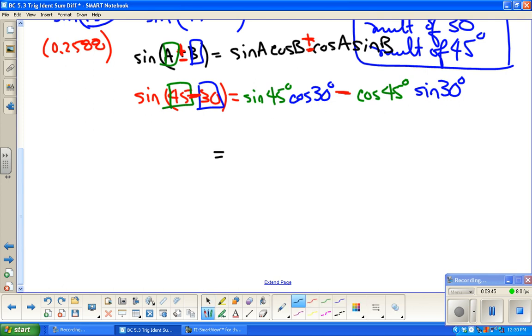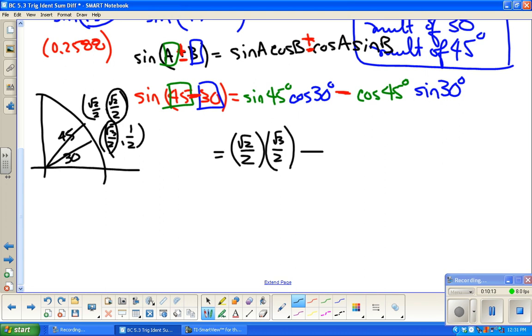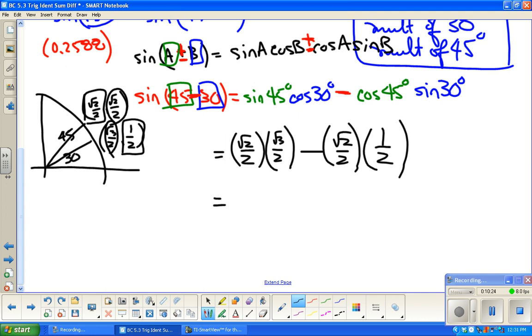Sine of 45. Now this is where that whole unit circle thing is going to be critical. Square root of 2 over 2, square root of 2 over 2, that's all for 45. This is square root of 3 over 2, 1/2, that's for 30. So sine of 45, square root of 2 over 2. Cosine of 30, square root of 3 over 2. Minus cosine of 45, well, that's this one, square root of 2 over 2. Sine of 30, that's this one. Okay, clean it up, wrap it to go.